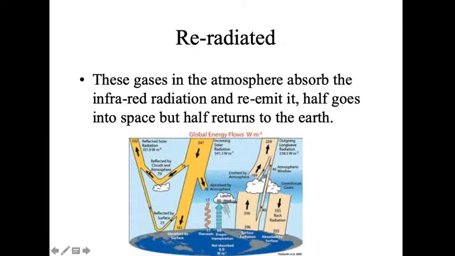So here's a complicated Sankey chart of the energy being absorbed by the Earth's surface from the sun, being re-radiated. So let's just go over that quick because it is important. The gases in the atmosphere absorb the infrared radiation and re-emit it, where half goes into space but half returns to Earth, approximately.